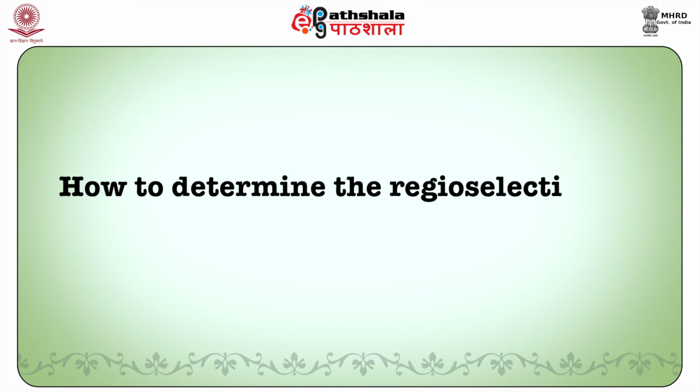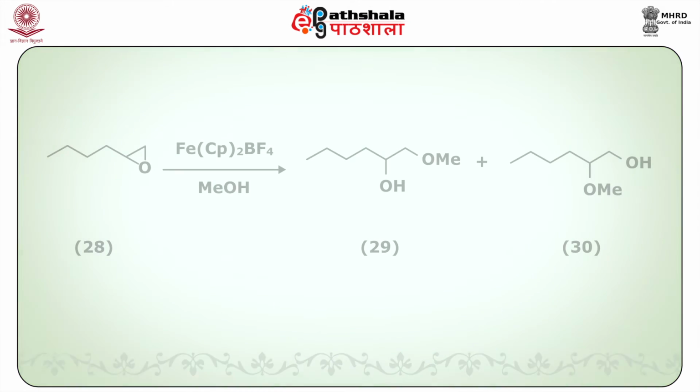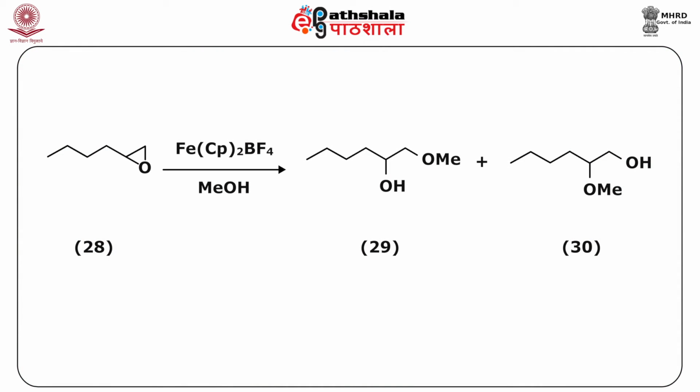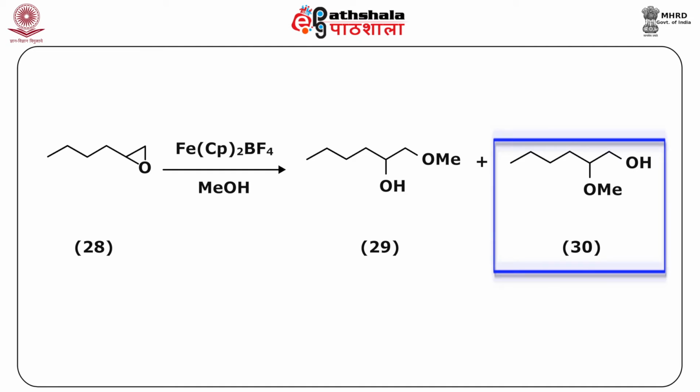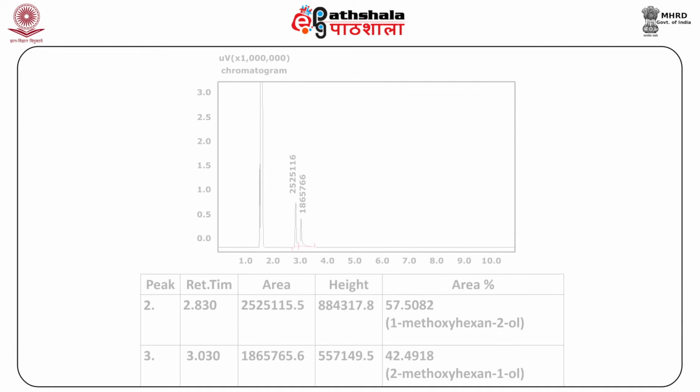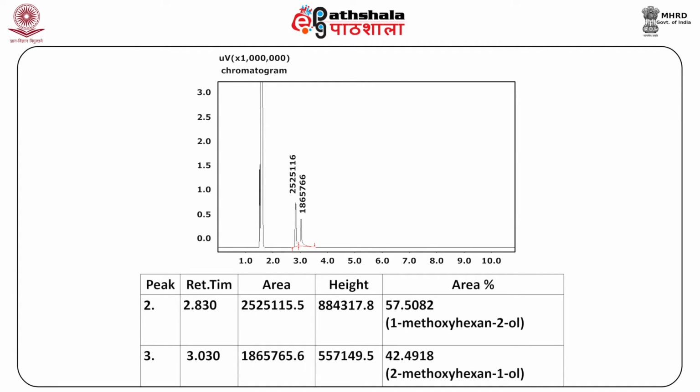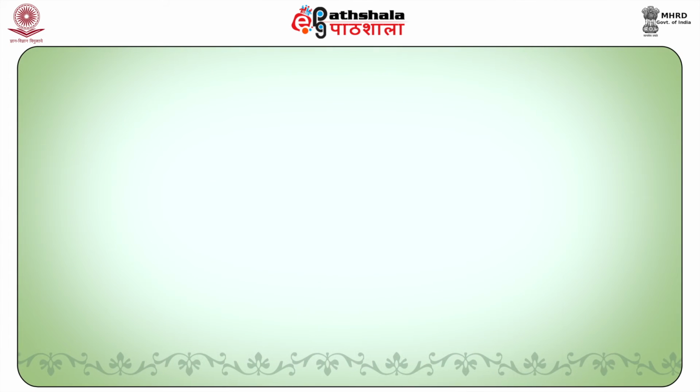Now, how to determine the regioselectivity? The ring opening of 1,2-epoxyhexane with methanol using iron cyclopropyl boron fluoride as a catalyst gives rise to regioisomers: 1-methoxyhexan-2-ol and 2-methoxyhexan-1-ol. The ratio of these two regioisomers in terms of percentage area was determined by gas chromatography.